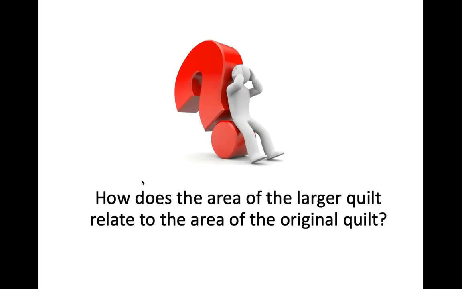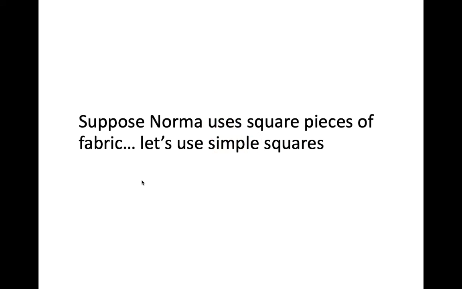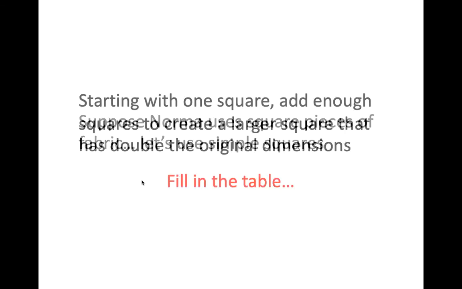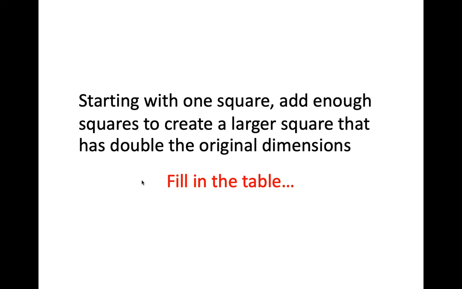Okay, so the question that we're really asking ourselves is, how does the area of the larger quilt relate to the area of the original quilt? So, as I said before, suppose Norma uses square pieces of fabric. And we're just going to use simple squares. It's not going to be fancy looking at all. Okay, so starting with one square, we're going to add enough squares to create a larger square that has double the original dimensions, and then we'll fill in our table.